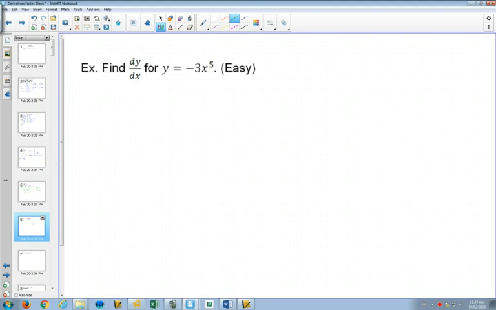All right, so let's do a couple examples. Start off with an easy one. Again, I'll try to change up the notation as we go through here. It says find dy dx, so it wants this kind of notation for the derivative. Did you get negative 15x to the 4? Yes.